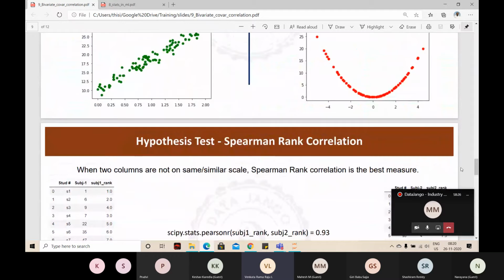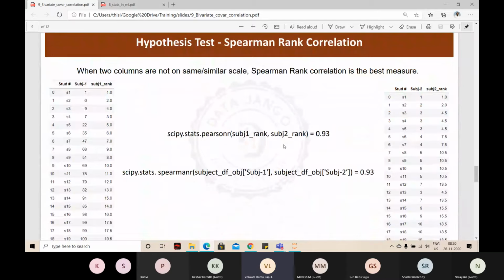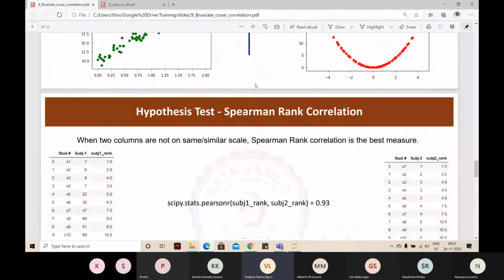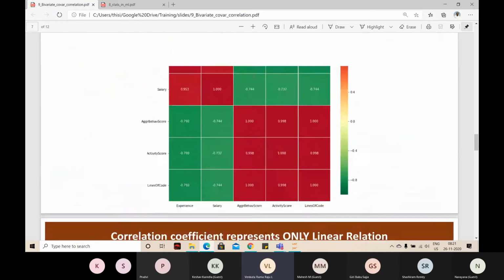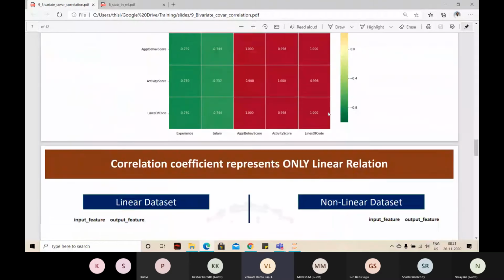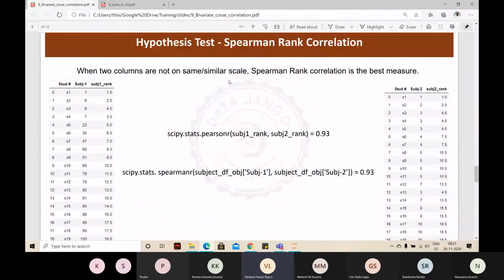So here, one more concept on correlation is we can do hypothesis testing of correlation. So I'm going back to that p-value stuff. There are two formulas for calculating correlation coefficient. One is Pearson and the second is Spearman. The correlation coefficient formula we looked at is the Pearson correlation coefficient. There is another method called Spearman correlation. What is the difference between these two?